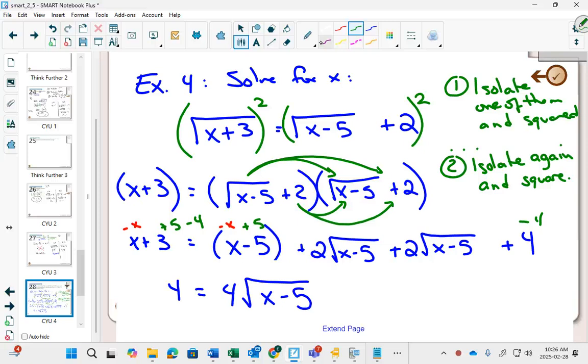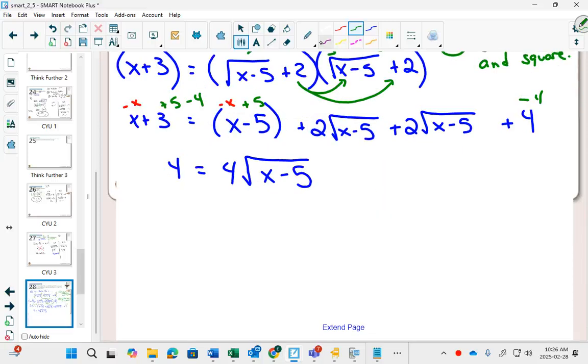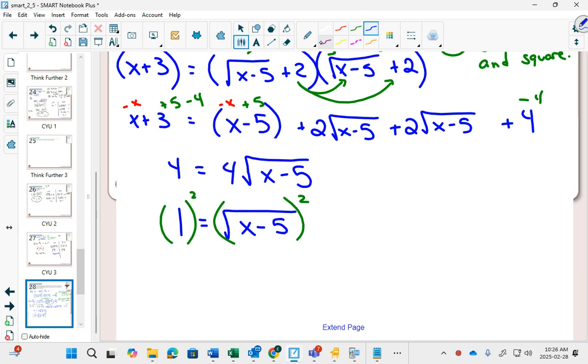So we technically have the term with the square root isolated. You could either square now, or you could simplify. If you can simplify and not get a fraction, I recommend it. Sometimes, if it was still a 1, you see that dividing by 4 would get a fraction on this side, then I might square early. But in this case, if I divide both sides by 4, I just get 1. And now my square root is all by itself. Square this side, square this side. 1 squared is 1 equals X minus 5. Add 5 to both sides, and I get X equals 6.